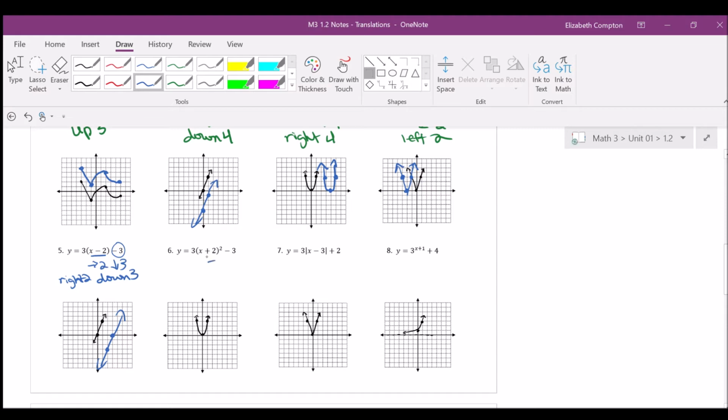On number 6, we're going to go left 2, down 3. So over here, we're going to go left 2, down 3. Left 2, down 3. On number 7, we're going right 3, up 2. So I'm going right 3, up 2. Right 3, I'm counting each point.